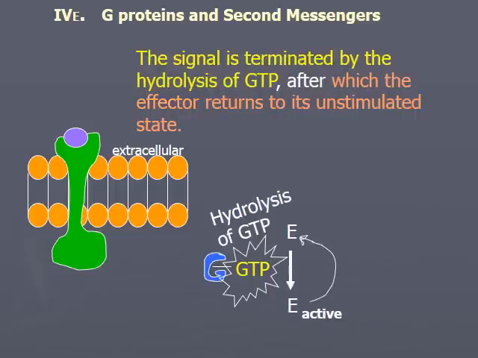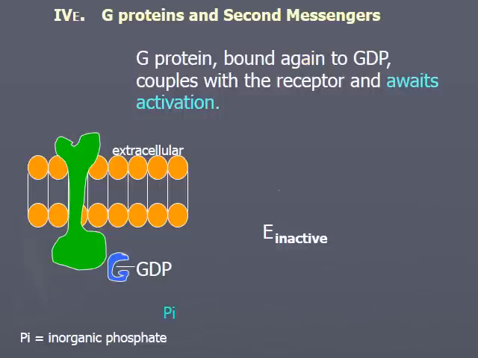The signal is terminated not by drugs falling off, but by hydrolysis of the GTP. So when the GTP is hydrolyzed, the G protein goes back to the receptor and awaits another signal. In this diagram we can see the G protein bound to GDP goes back to the receptor and waits for another induction.